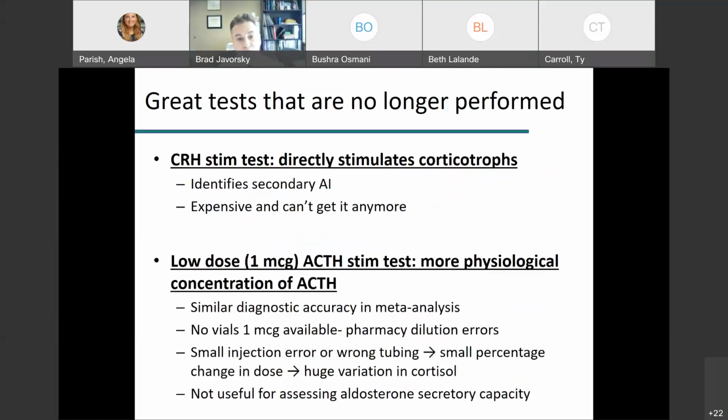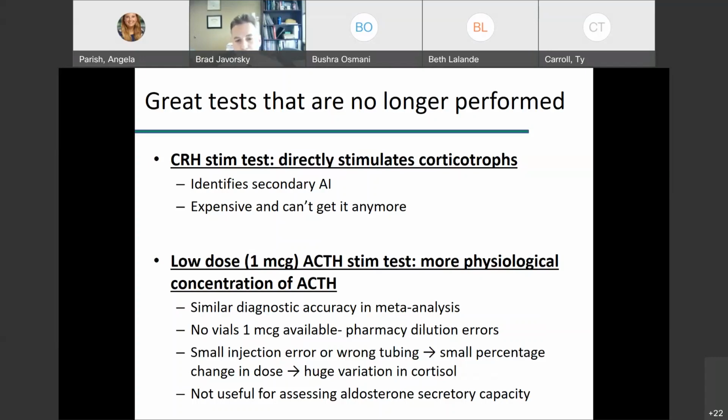The CRH stimulation test works by directly stimulating the corticotropes, and this is good at identifying secondary adrenal insufficiency, but it's very expensive and you can't get it anymore, so it's not really a test that is done anymore.